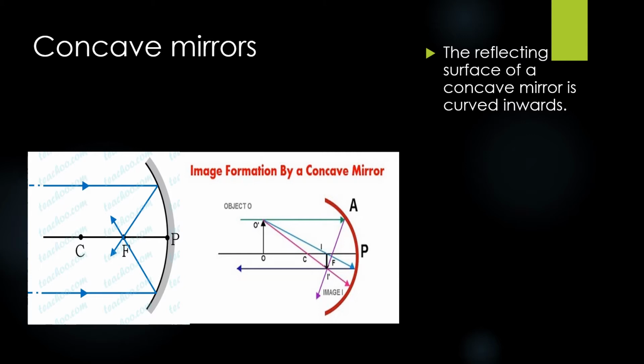So in this diagram it is clearly indicated what a concave mirror is. So concave mirrors are also called converging mirrors.